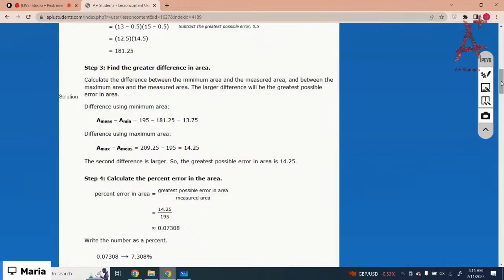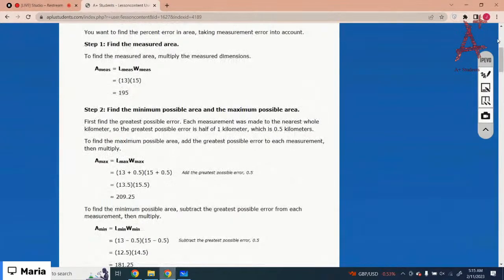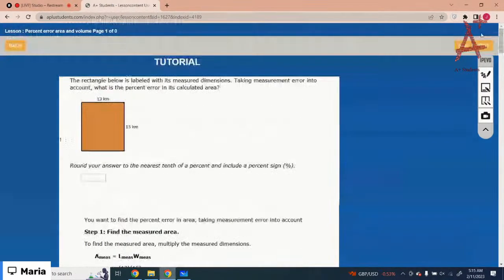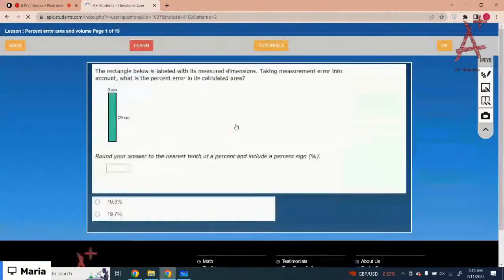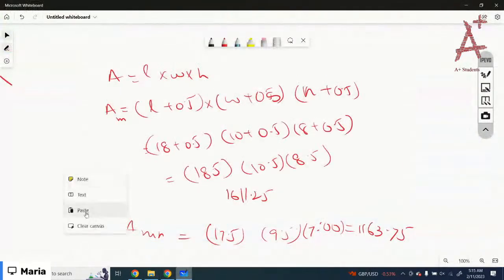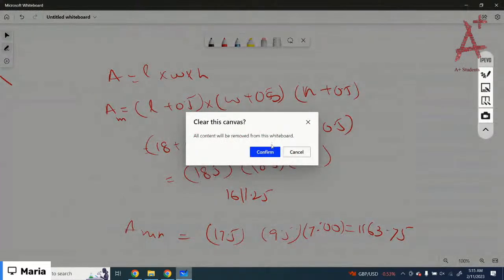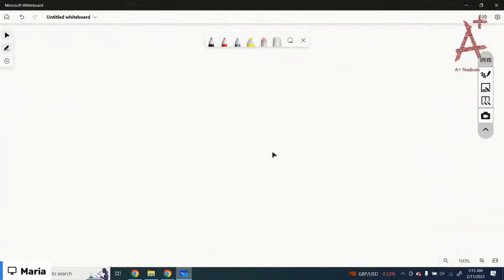Okay, let's just start with the practice questions. The rectangle below is labeled with its measured dimensions, taking measurement error into account. What is the percent error in its calculated area? Okay, so you have to calculate the area. The area is length times width. So first calculate the measured area. Got it? It would be A equals area measured, length times width.